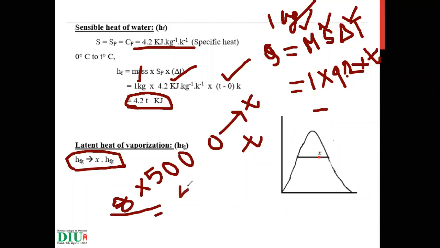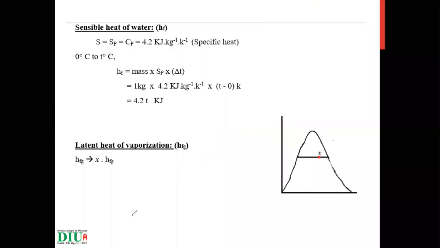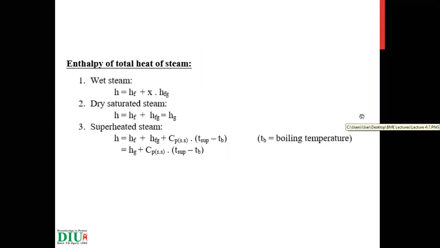Okay, so the sensible heat we will not need here because there is no temperature change in this type of heat. There is a state change, so we will just calculate it this way. Next we will try to develop the total heat equation for all three steam types: wet steam, dry steam, and superheated steam.